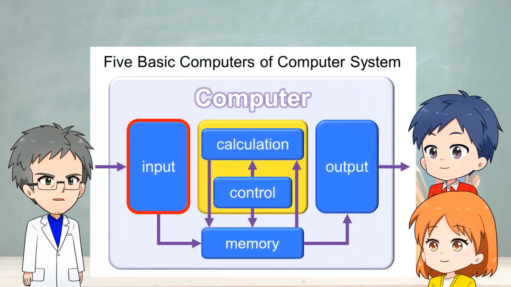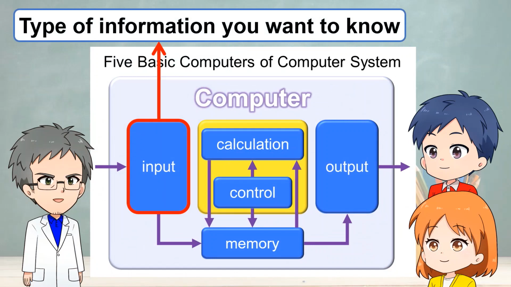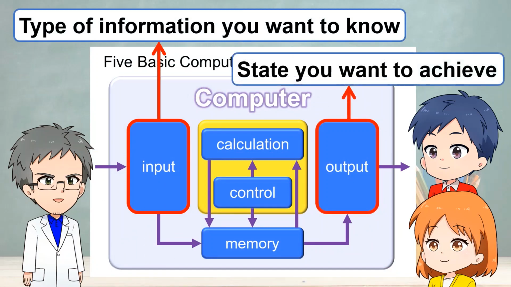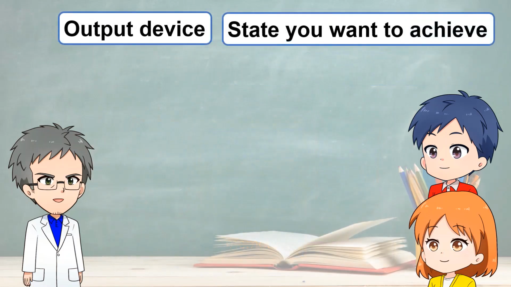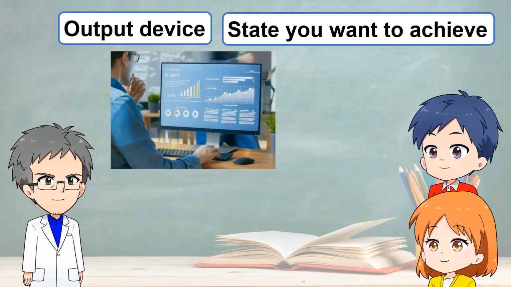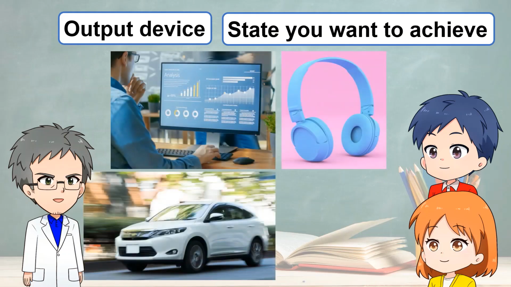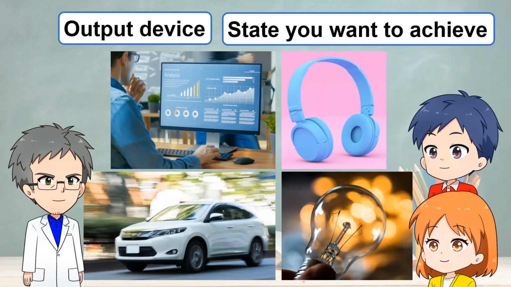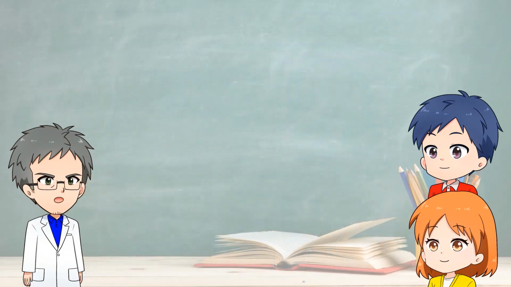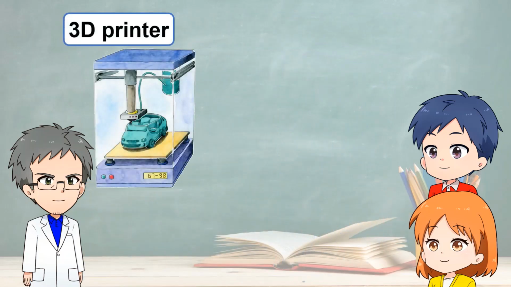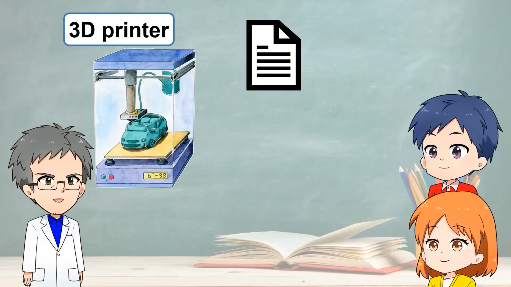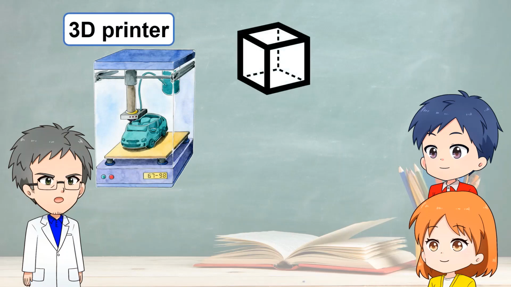The input device is decided by the type of information you want to know. The output device is decided by the state you want to achieve. Output devices up to now are ones that display, make sounds, move, and shine brightly, for example. An interesting new device is the 3D printer. While previous printers print on a flat surface, 3D printers create three-dimensional objects.